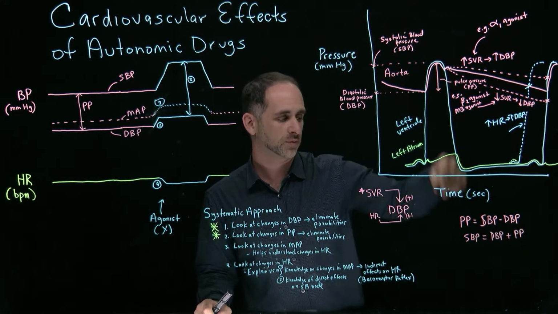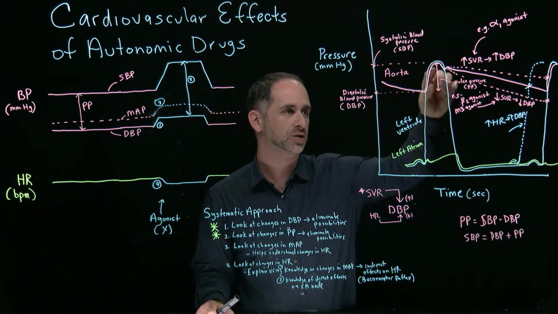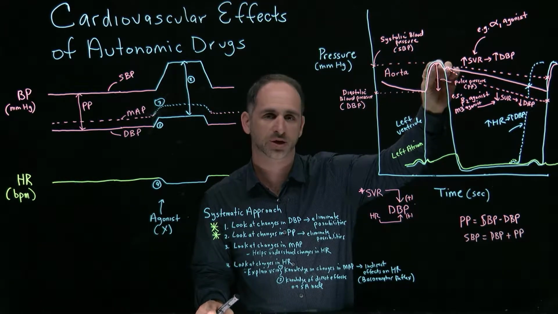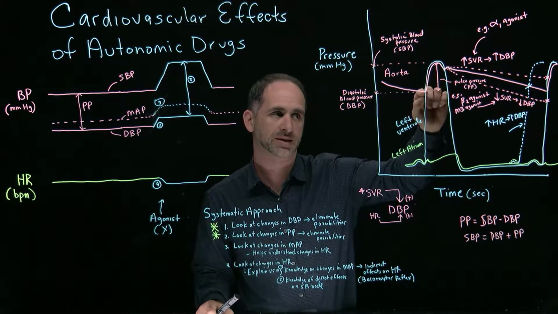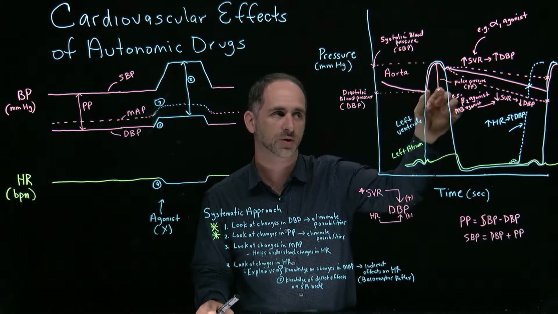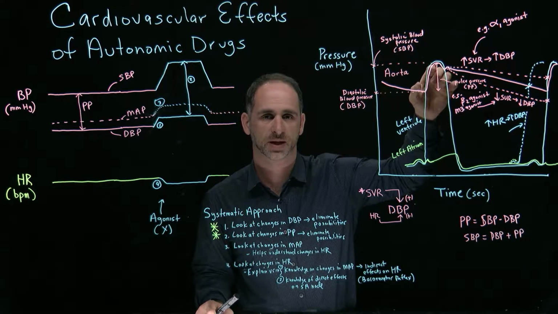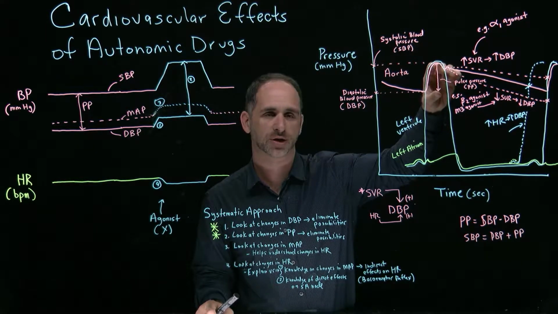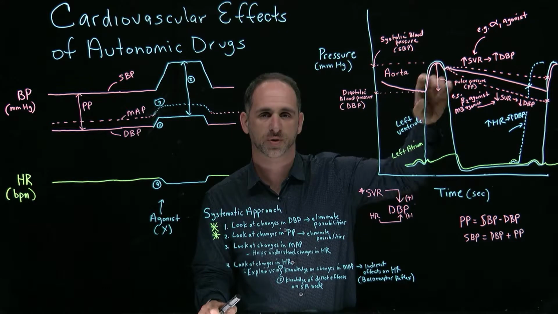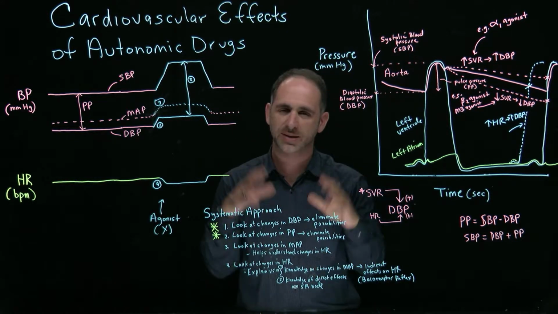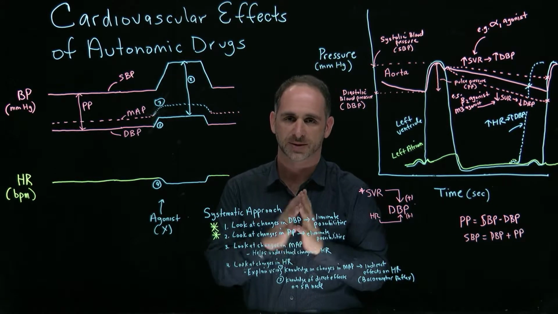And one reason why you could do that is you can see that how high this pressure gets is going to be based off of two things. It's going to be based off of what the diastolic pressure was in the first place, but also how much pressure was added. So that added pressure, that pulse pressure, is going to be influenced by things that make logical sense.